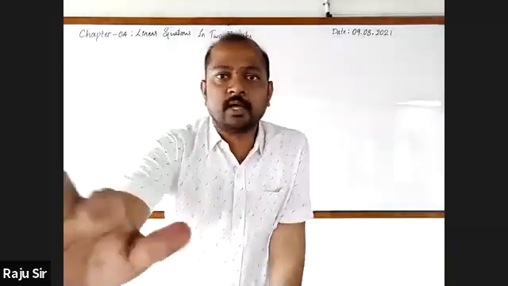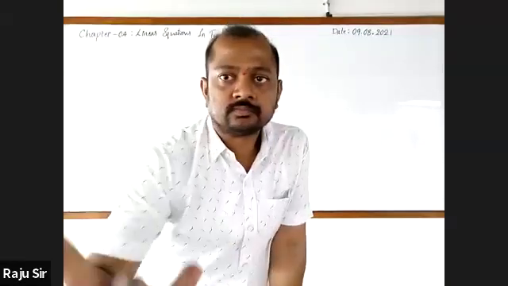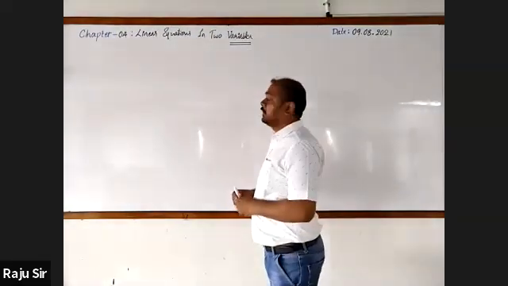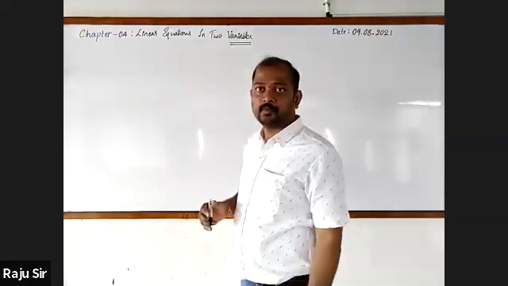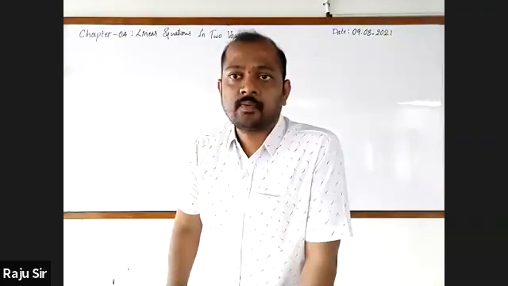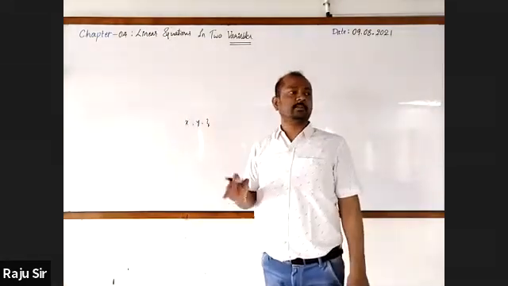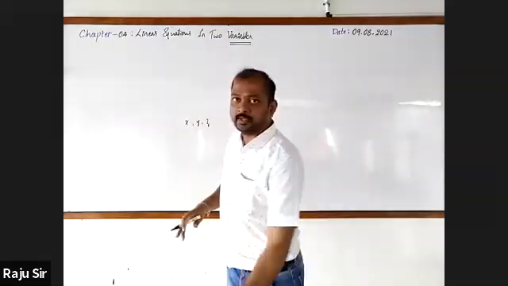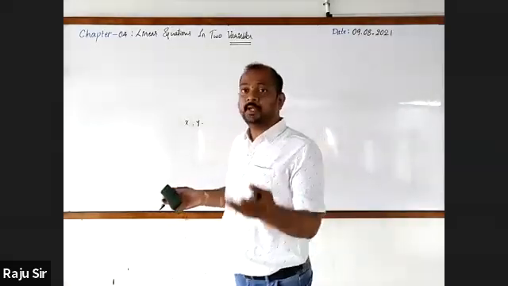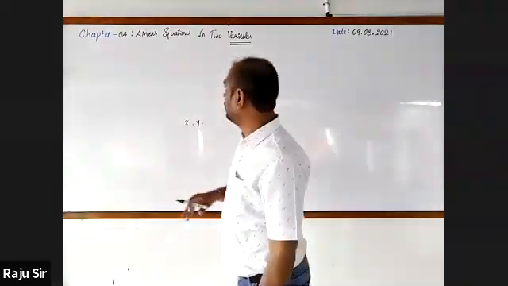Small letter. Afrin, can you hear me? Yes, sir. Give some examples for variables. X, Y, Z. From A to Z, any one can be taken. That will be a variable. Two variables: you may take X and Y as two variables, Y and Z, P and Q, M and N, A and B.